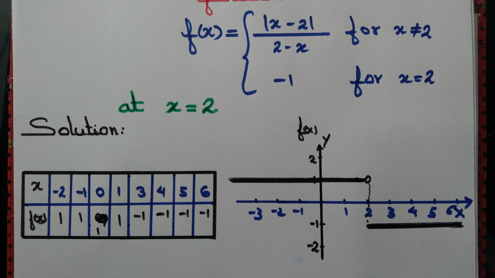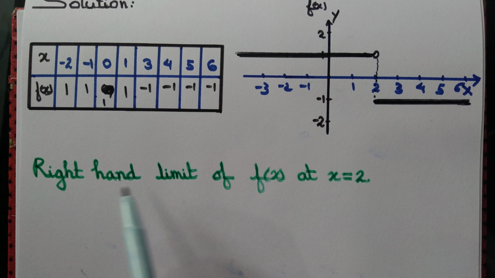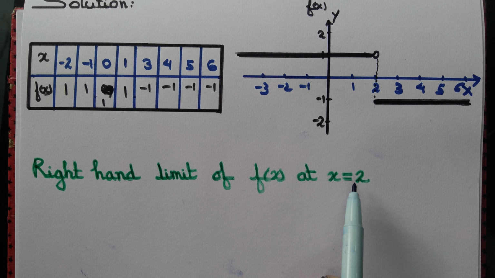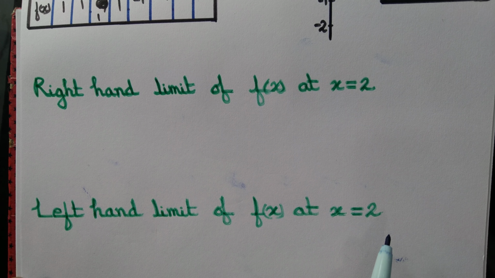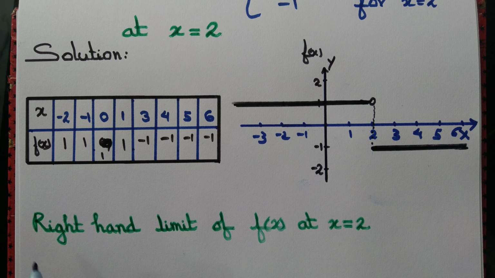Now that's not enough. We can say by looking at the graph that the function is discontinuous at x equal to 2. Now we need to prove that the function is discontinuous at x equal to 2. We will do the same by computing the right hand limit of f(x) at x equal to 2 and then the left hand limit of f(x) at x equal to 2. Let's start with the right hand limit of f(x) at x equal to 2.